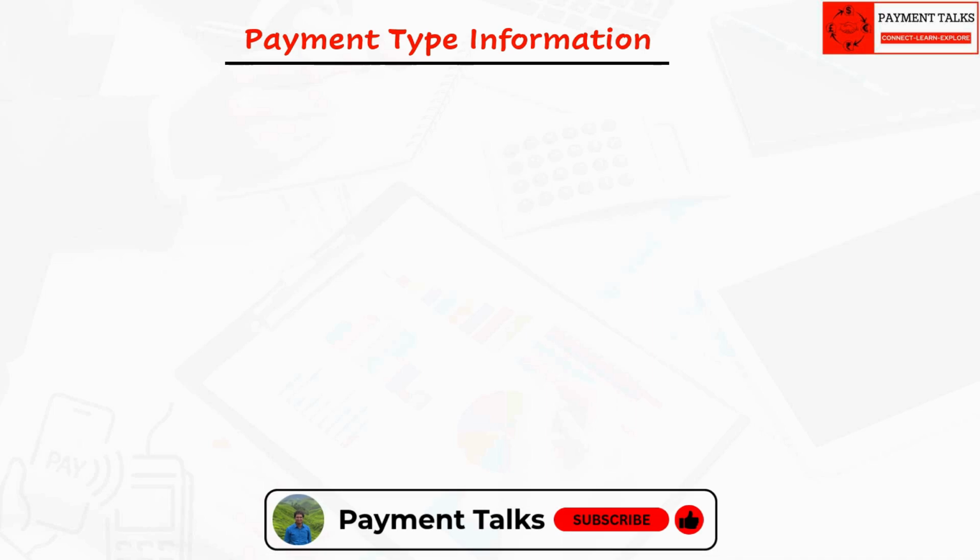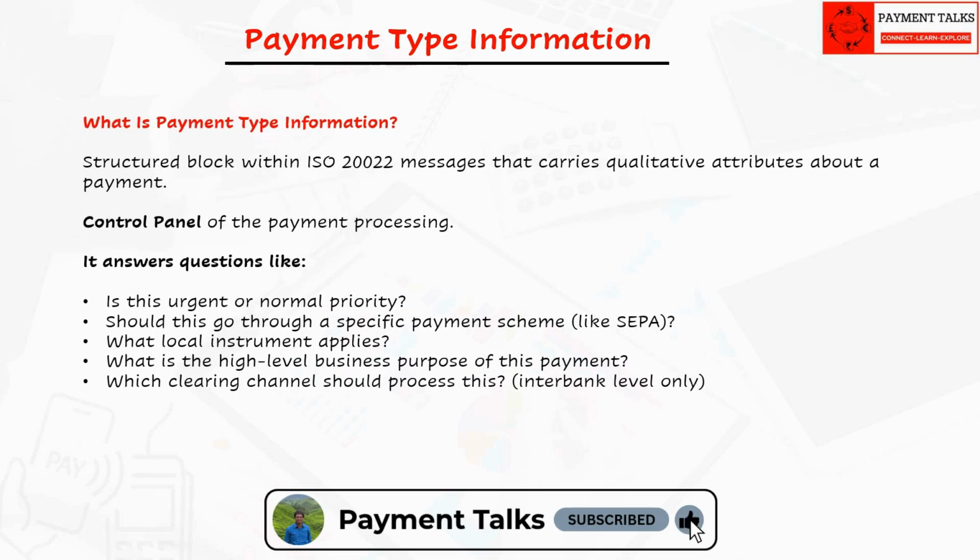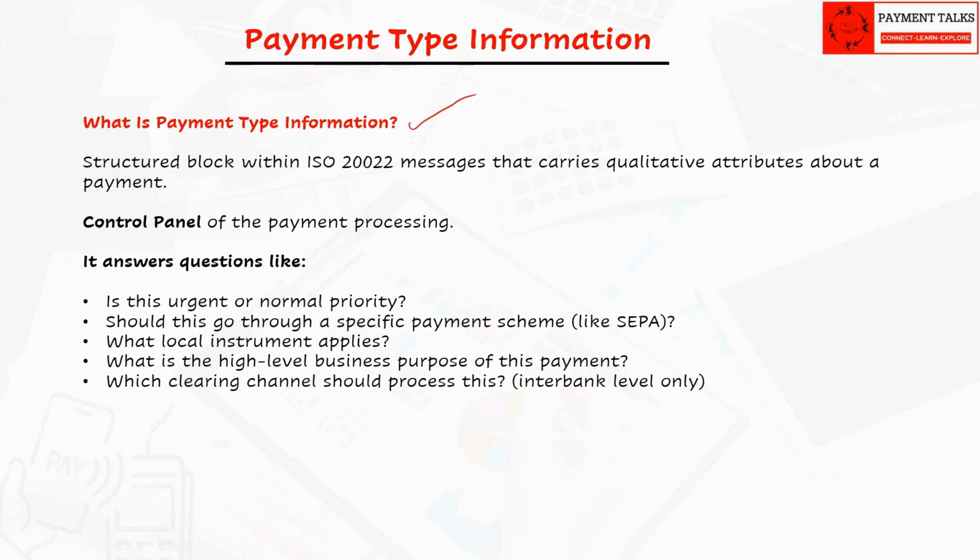Firstly, what is payment type information? Payment type information is a structured block within ISO 20022 messages that carries qualitative attributes about a payment. It does not describe who is paying whom or how much. That is handled elsewhere. Instead, it describes the nature and the characteristics of the payment itself.